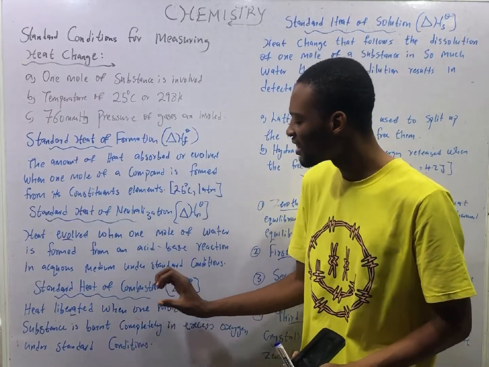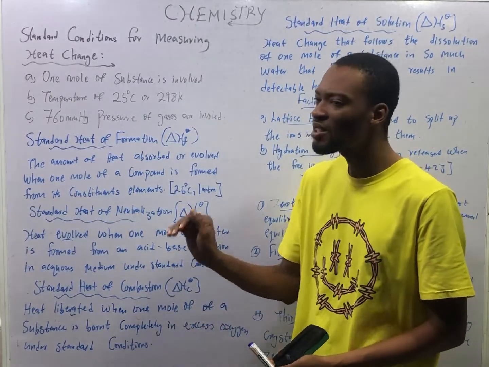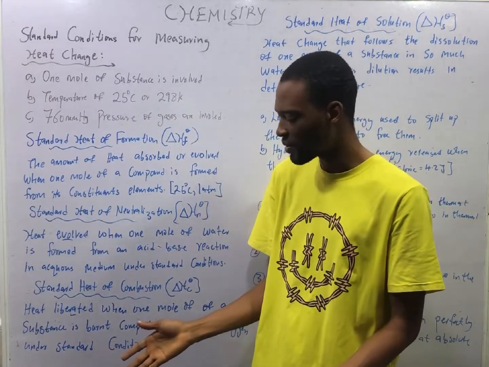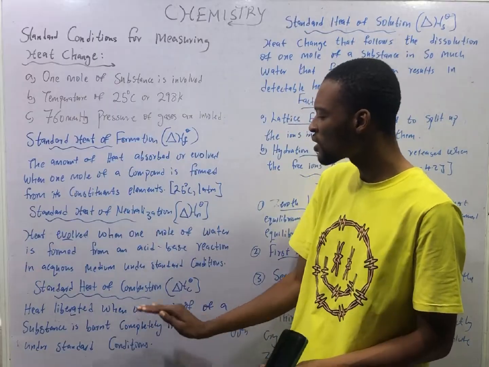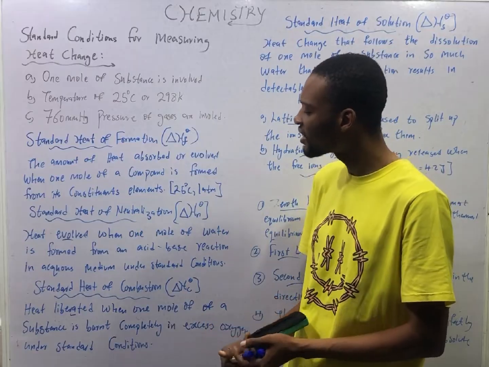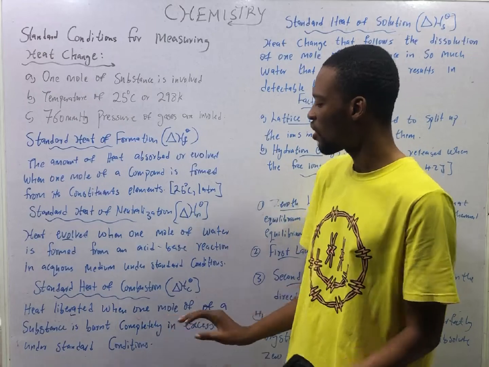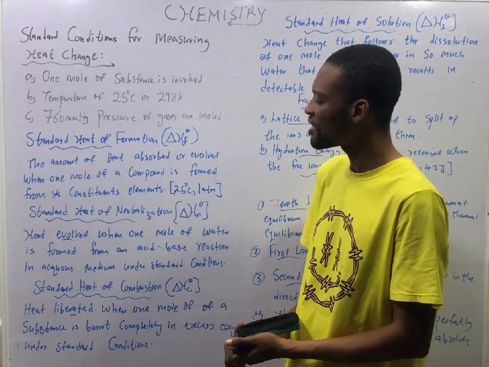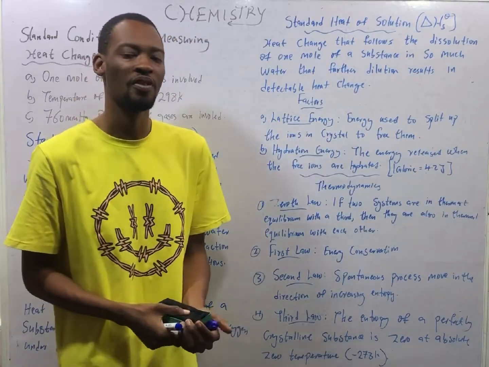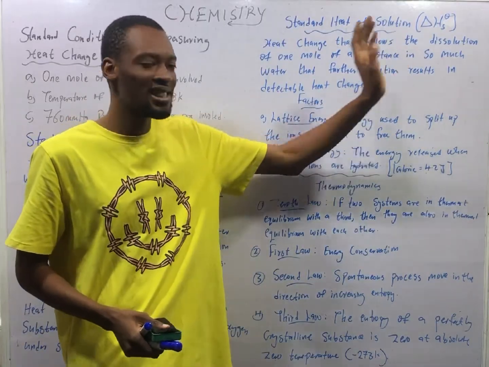Then we have the standard heat of combustion, delta Hc theta. Standard heat of combustion is the heat liberated, which means it is also exothermic, when 1 mole of a substance is burnt completely in excess oxygen under standard conditions. When 1 mole of a substance is burnt completely in oxygen under standard condition, that heat is standard heat of combustion. Combustion refers to burning. We have standard heat of solution, delta Hs theta.